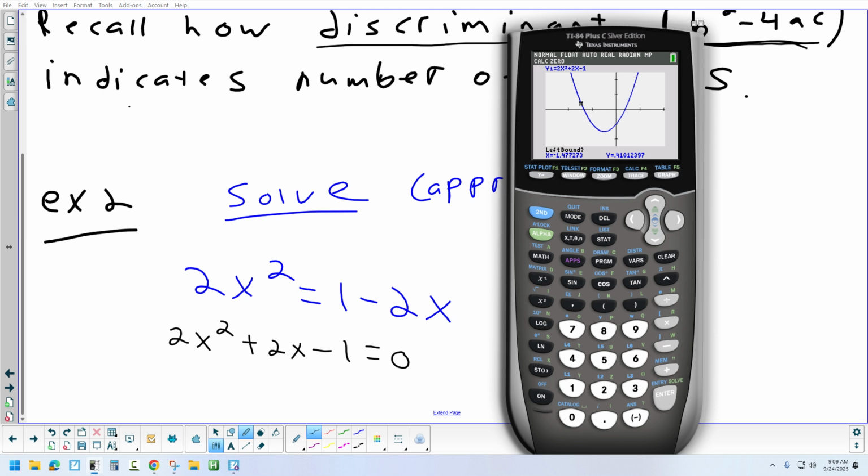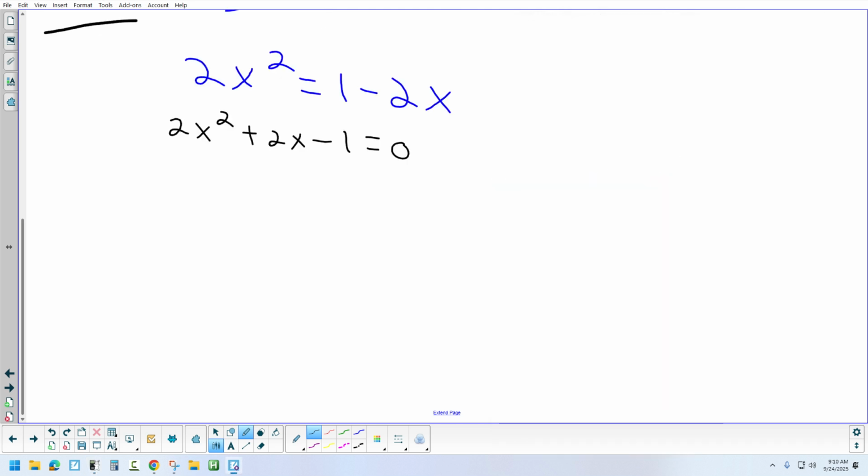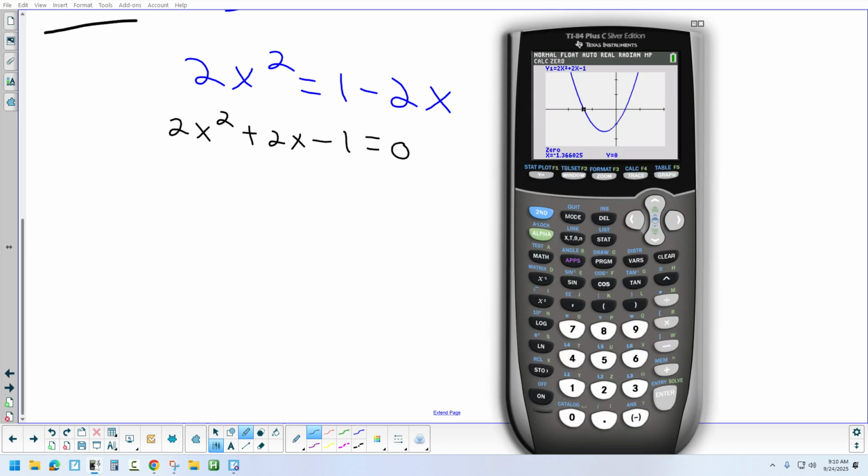So I'm going to put my cursor to the left of one of my zeros. I'm going to hit enter. And then I'm going to move my cursor so that it's definitely to the right of one of my zeros. And I'm going to hit enter again. What I've given the calculator now is kind of an interval to look at. The guess doesn't really matter. Hit enter, and I get negative 1.37, if we round it. And that's our first 0.